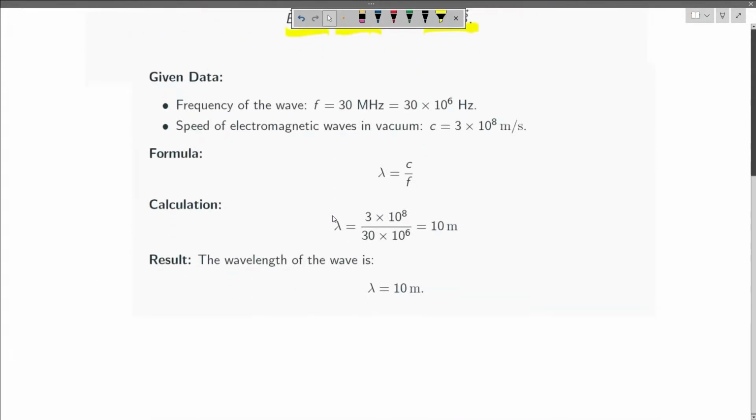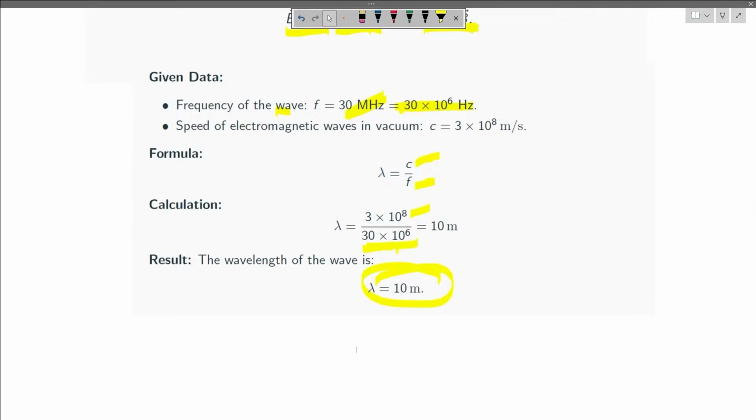Now we have to find the wavelength of the wave whose frequency is 30 megahertz. The frequency of the wave is given as 30 megahertz or 30 into 10 to the power 6 hertz. The formula for calculating wavelength is the speed divided by frequency. The speed is 3 into 10 to the power 8 meter per second, which is constant, and the frequency is 30 megahertz. After dividing, we get a value of 10 meter, that is, the wavelength is 10 meter.